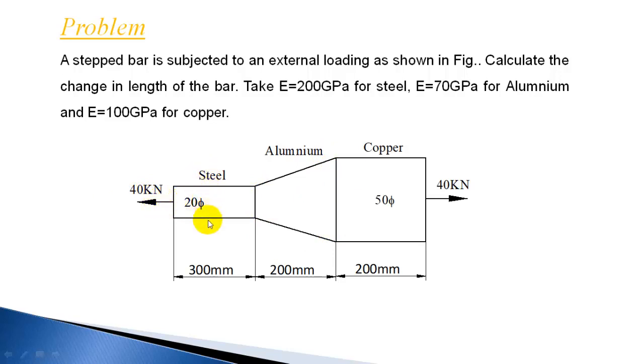Now all portions are subjected to the same load because the end axial pull is acting. So steel is resisting the same load, 40 kilonewton. Aluminum is also resisting the same load. Copper is also resisting the same load. Now for the steel portion you have to use PL by AE, for the copper portion you can use PL by AE, but for the aluminum portion you have to use 4PL divided by pi d1 d2E because it's a uniformly varying cross section.